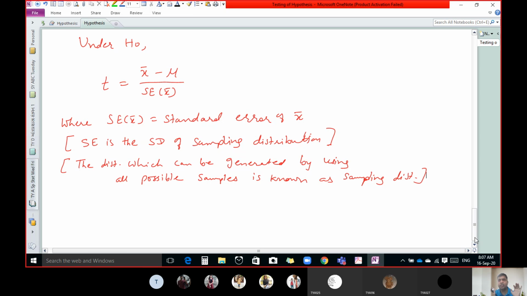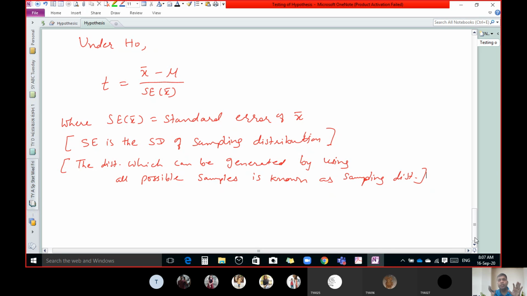Once again, let us discuss. First of all, how to generate the sampling distribution. Let us assume our population has only 10 units. We want to select 3 units out of those 10 units without replacement.